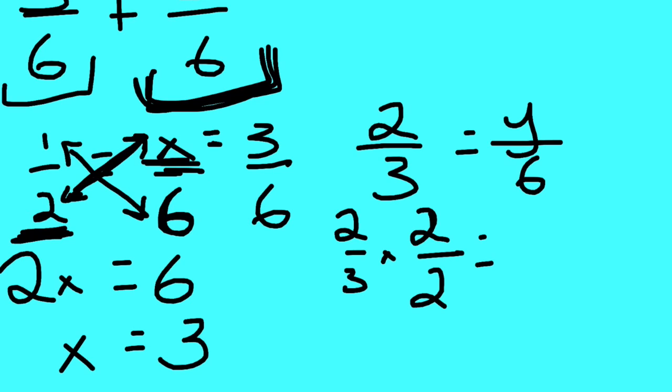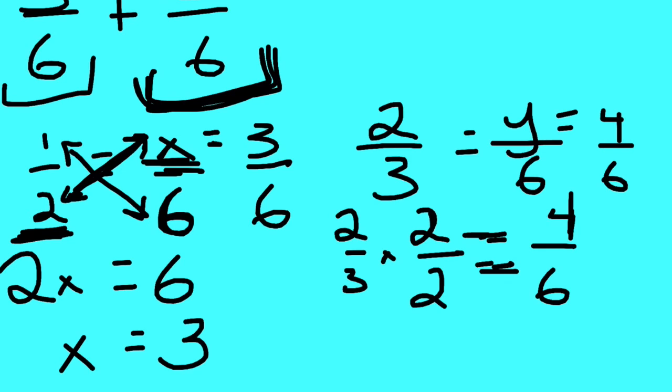So over here, since 3 times 2 equals 6, what is 2 times 2? 2 times 2 is equal to 4. So you just figure out the value of y, which is 4/6. But let's try the other way. So the first way was to figure out what the number in the first denominator times something equals the next number in the denominator. So we got 3 times 2 equals 6.